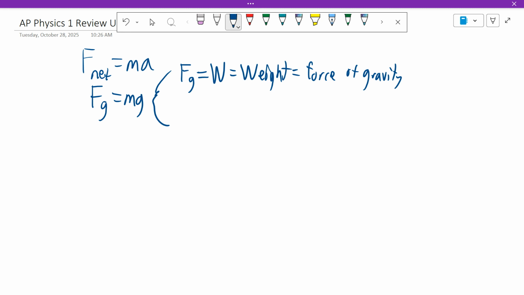This is just how hard, essentially, a planet is pulling you. For our case, Earth is pulling us with this much force. Mass is the amount of matter that an object contains. Your weight changes depending on how far away you are from the Earth. Your mass does not change. If we're on Mars, we have the same mass, we have a different weight. And then little g is gravitational field strength.